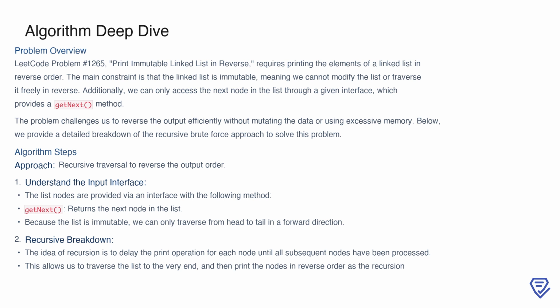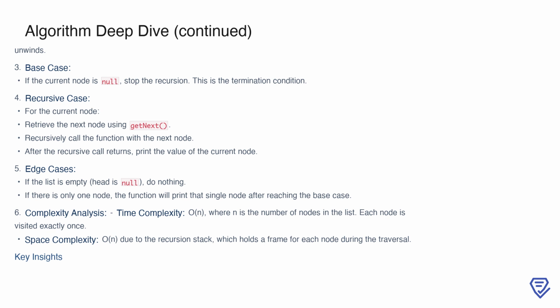One effective approach to tackle this is through recursion, which allows us to traverse the list to the end and then print the nodes in reverse order as the recursive calls return. Let's break this down step by step to understand how recursion helps achieve this in an efficient and elegant way. The recursive solution works by delaying the print operation for each node until all the subsequent nodes have been processed.